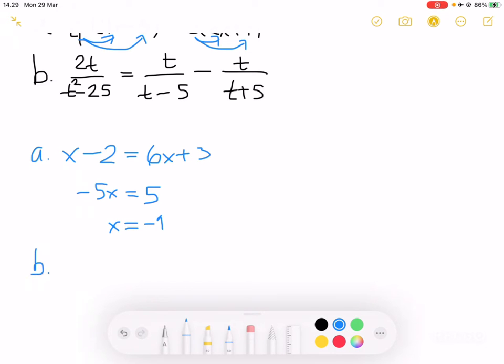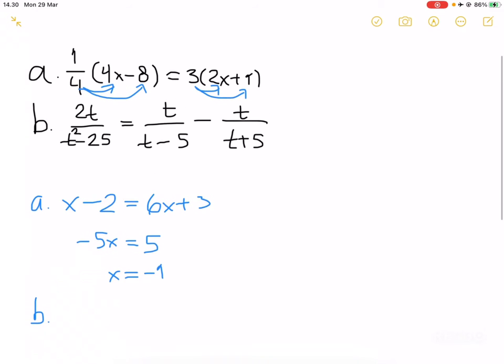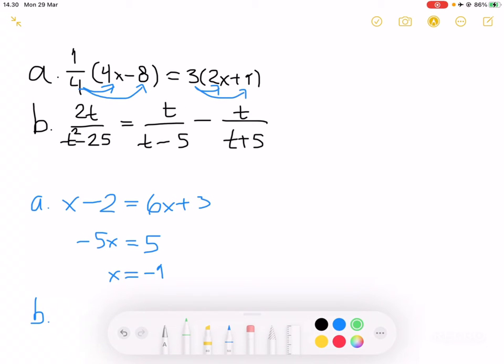For part B, now these type of questions are categorized as rational equations, and when they're dealing with rational equations with some expressions in the denominator, first you must know one thing. The denominators of these fractions cannot be equal to 0. So each of these cannot be equal to 0.